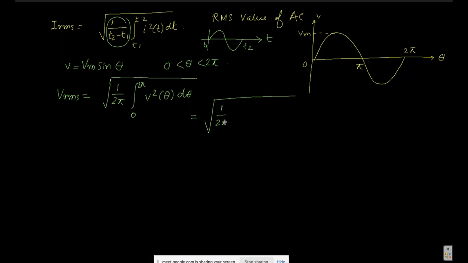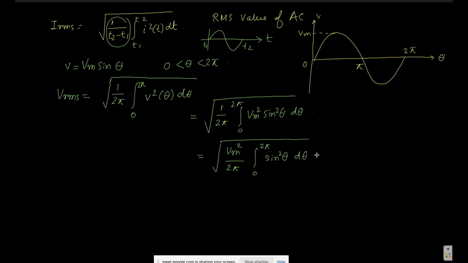Okay, so we can represent it as 1 by 2 pi, integral from 0 to 2 pi. V is what? Vm sin omega t. So Vm square sin square theta d theta. If you integrate it, I think you know the basics of integration. Vm is the maximum value, a constant, so Vm can be taken outside the integration, that is Vm square by 2 pi, integral 0 to 2 pi of sin square theta d theta.